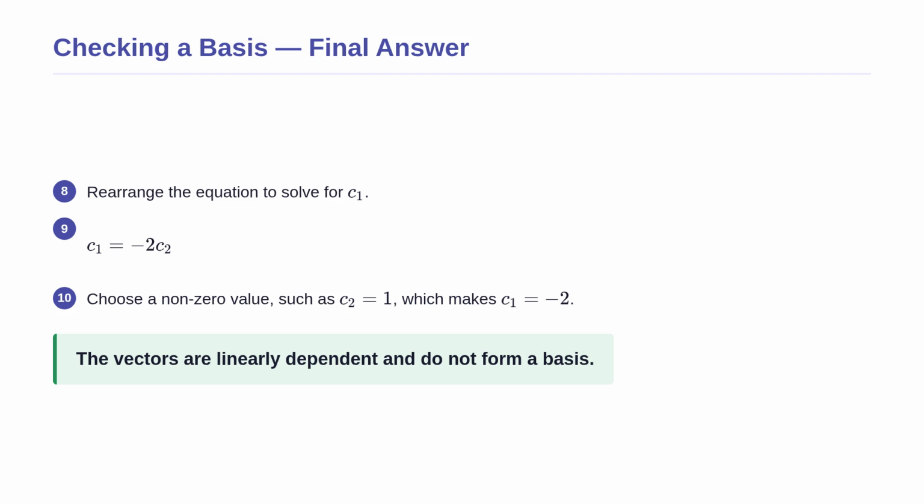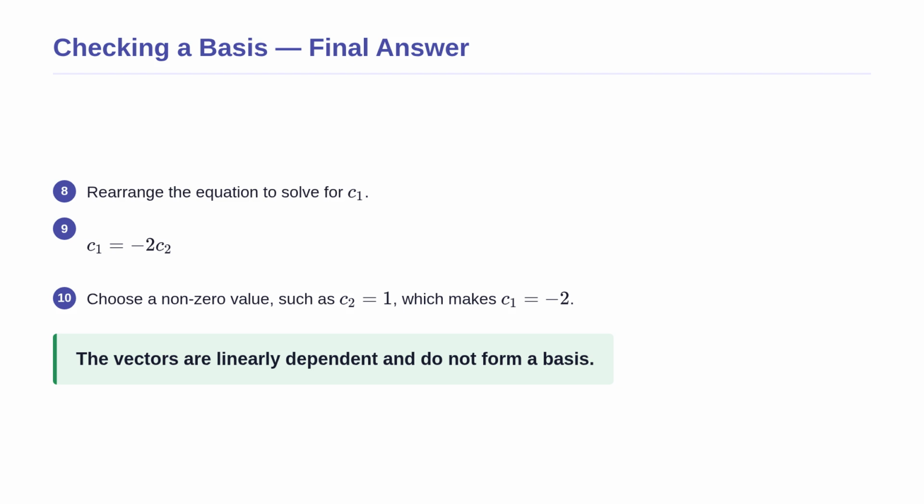It means that our scalars do not have to be zero. For instance, if we simply choose C2 to be 1, then C1 becomes negative 2. If we substitute these chosen values back into the original equation, negative 2 times the first vector plus 1 times the second vector equals exactly 0. Because we found non-zero scalars that make the equation true, the vectors are linearly dependent.